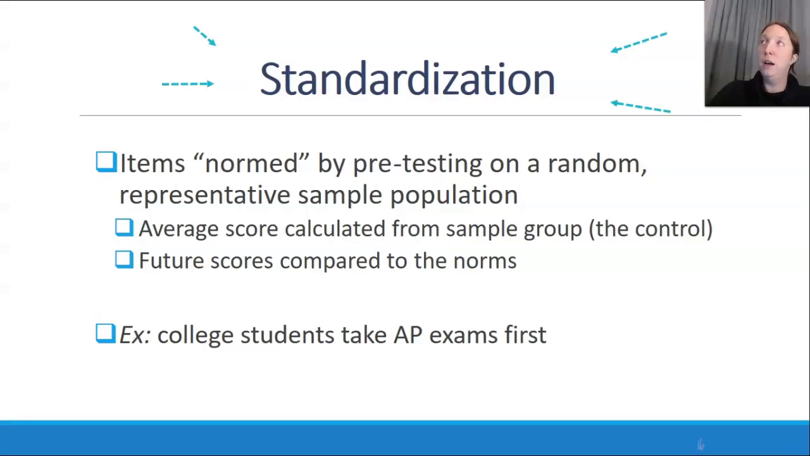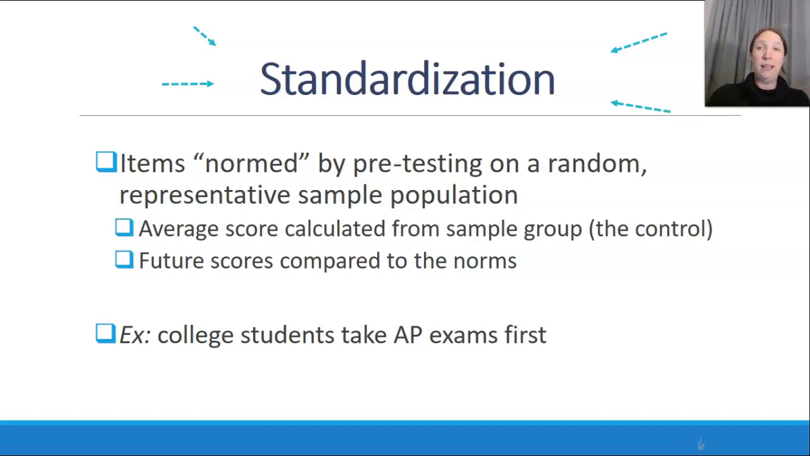The first criteria of a good intelligence test is standardization, and we find it by standardizing the scores. I know you can't use a word to define the word, but what happens is that all of the items, all of the questions, tasks, whatever that are on a test are normed by testing on a random representative sample population first. And you're like, what, huh? Let me give you an example, and that will kind of help me explain the rest of this.